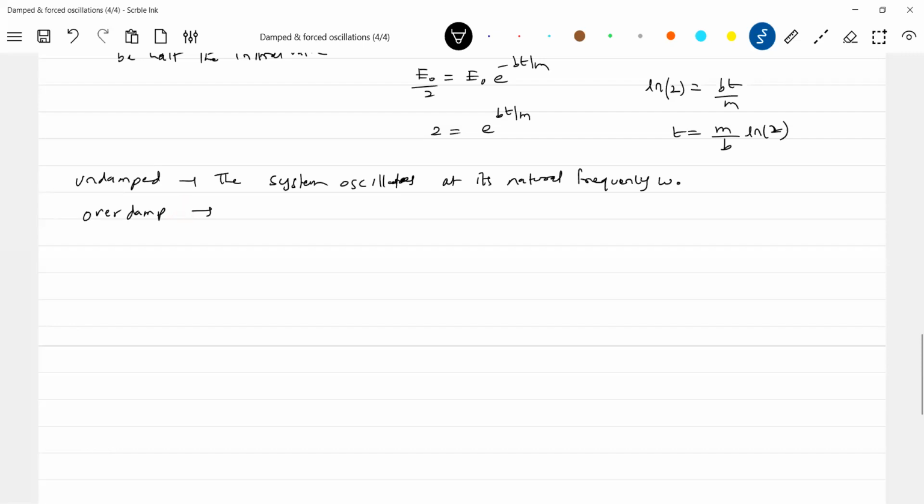Next one, over damped: the system returns to equilibrium without oscillating. This is very important. If I don't tell these things, interpretation from the graph will be very difficult for you. In exam, these are the types of questions. What I'm writing, this is the way they'll ask you.